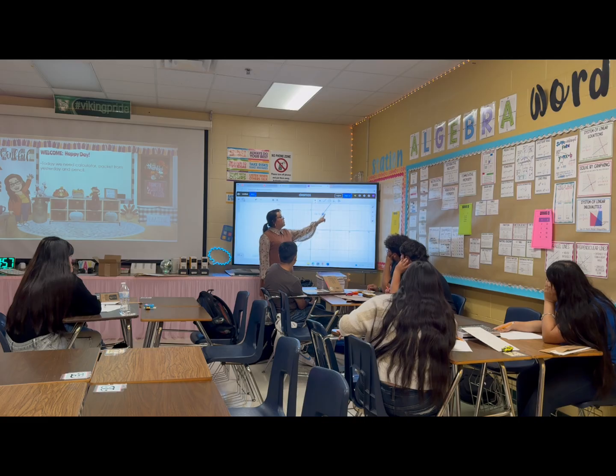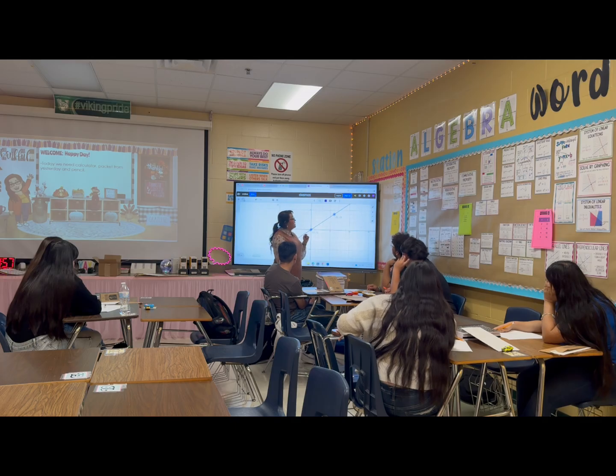Do you think something happens if I change my run? What would happen if I go sideways? It'll get longer. How many units should I go sideways? 3. Let's go 3. What happens to my slope? It got less steep, right? So what if I keep going sideways? Less steeper. Now let's move up. What happened? Steeper. So we're seeing a pattern here, right?